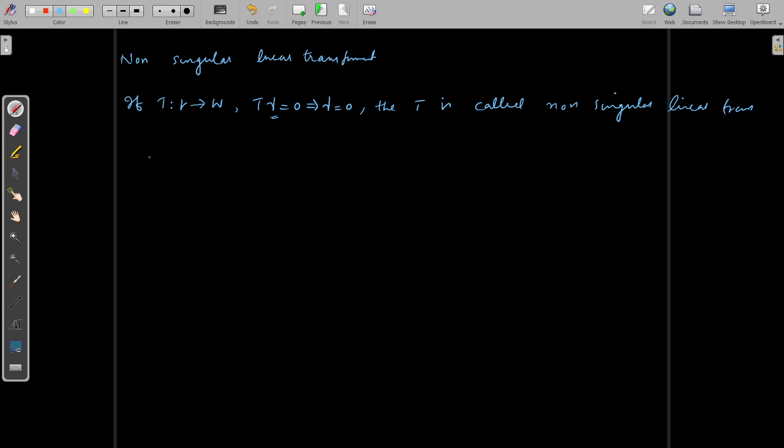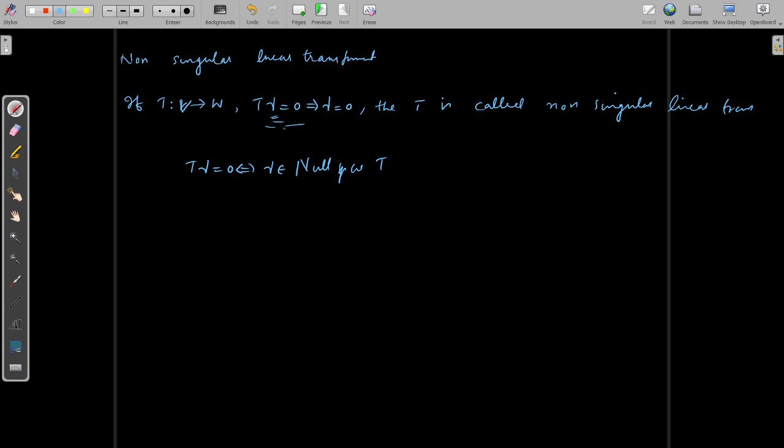Okay. So what is the consequence of this? When you consider this statement, T gamma is equal to 0, this immediately implies that, if and only if, gamma is a member of the null space of T, right? Null space of T.